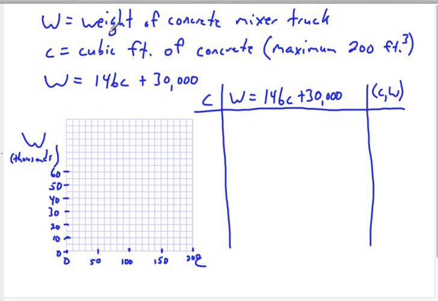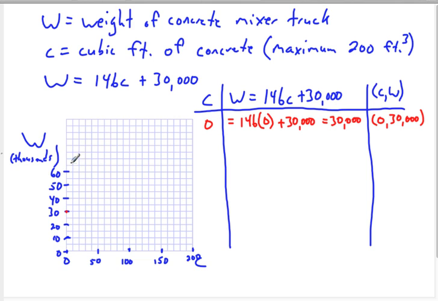So let's say that there was 0 cubic feet of concrete. Then what happens? We will have 146 times 0 plus 30,000 is going to equal 30,000. And so our coordinate pair is 0 comma 30,000. And we can graph it down here. When there's 0 cubic feet of concrete, the truck weighs 30,000 pounds.